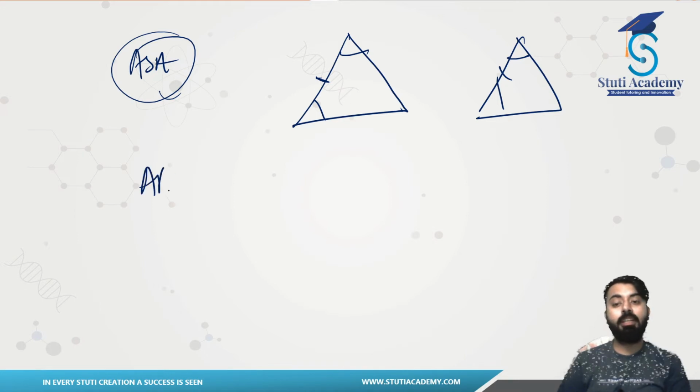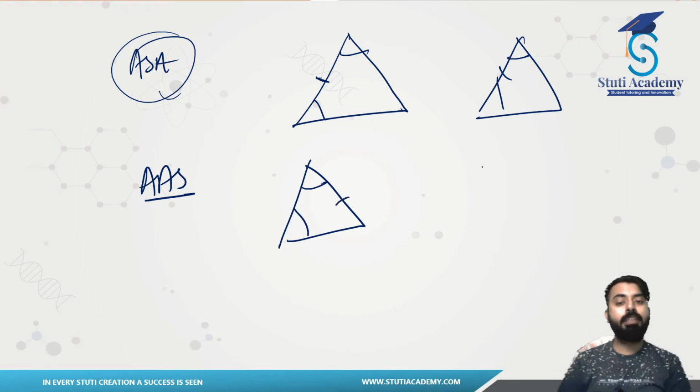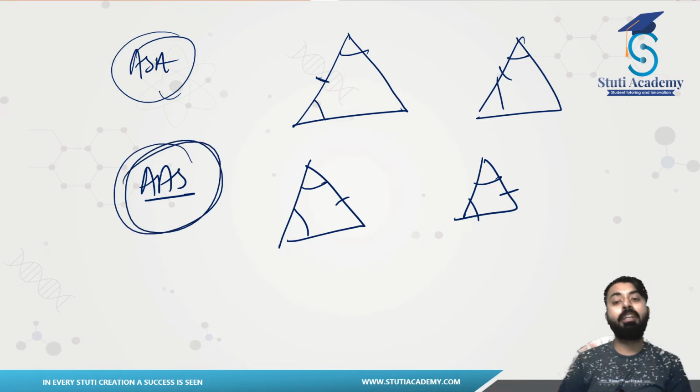Then you had the angle angle side criterion, which was similar. You had two angles and a third side equal to two angles and a third side of a different triangle. So in such cases, you said you were using the angle angle side criterion.